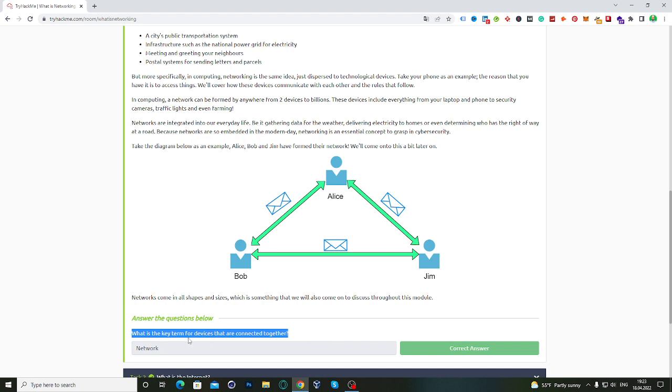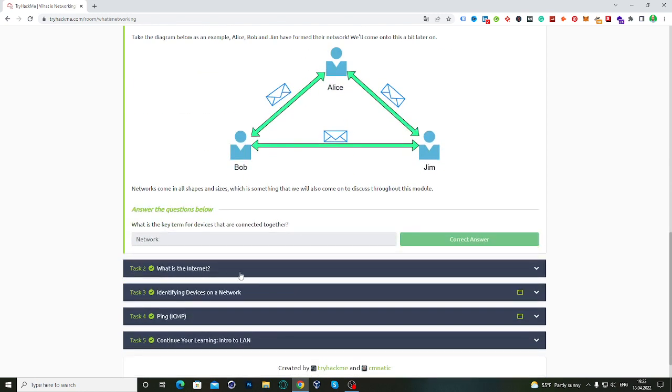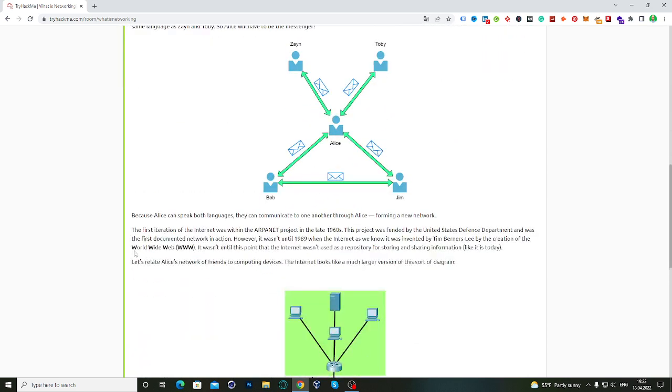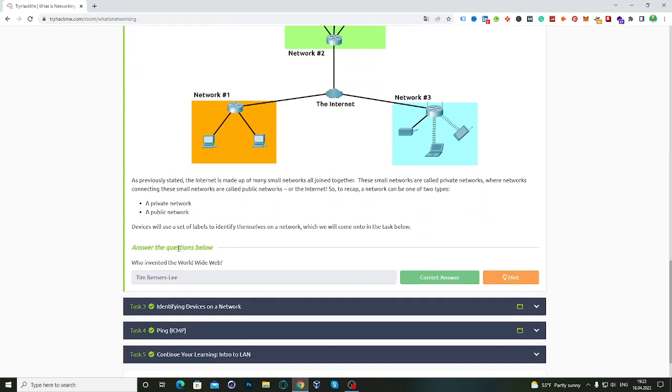What is a key term for devices that are connected? It is networking. Network. What is the internet? Everybody knows the internet, how it works, and what it means, the World Wide Web. And who invented the World Wide Web? Tim Berners-Lee.